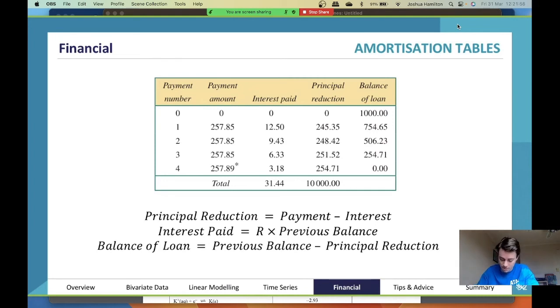So as you can see here, the balance of the loan, it says the payment amount, the interest paid. So there's interest that was added on top of this, and then how much the actual principal went down. So you take this away from how much you paid because you're paying off that interest.